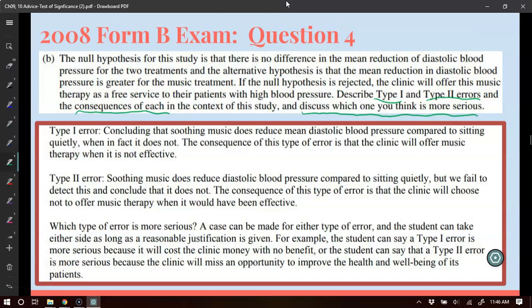So make sure you understand what's a type 1 error and what's a type 2 error. Be able to have consequences for each when you are asked, and then be able to discuss which of these is more serious for it.